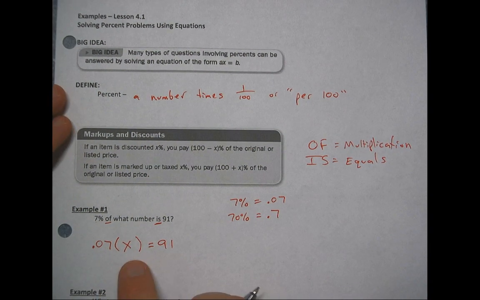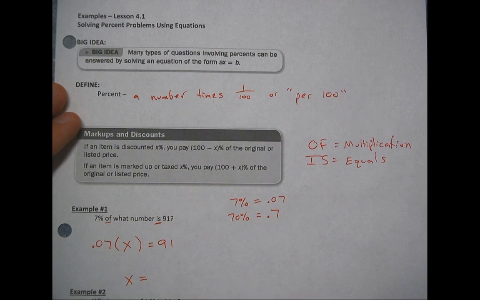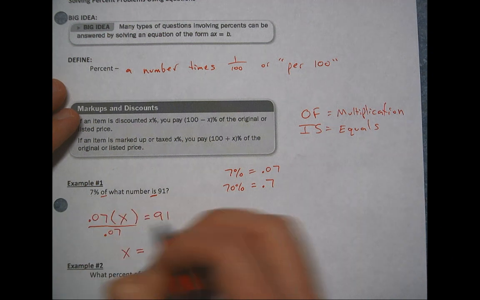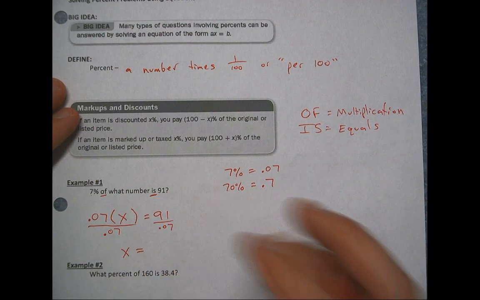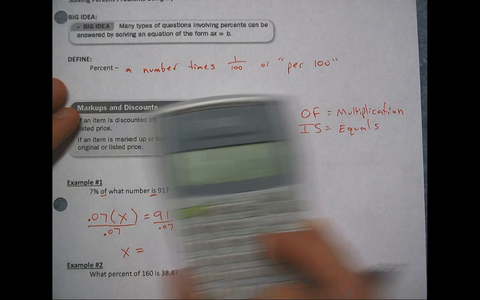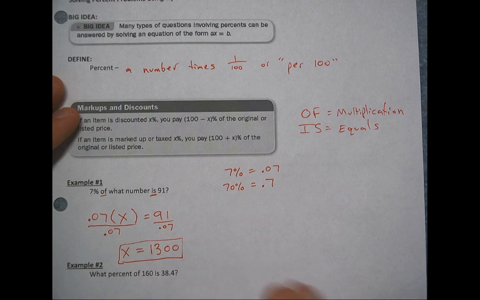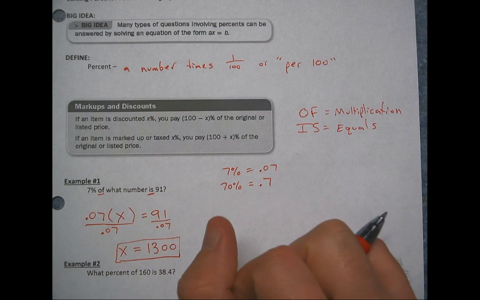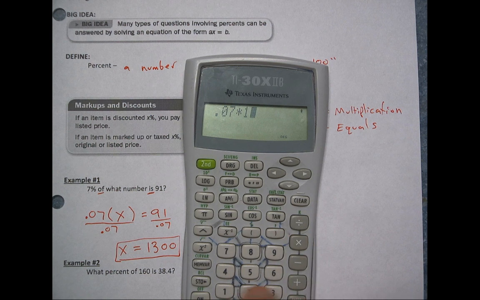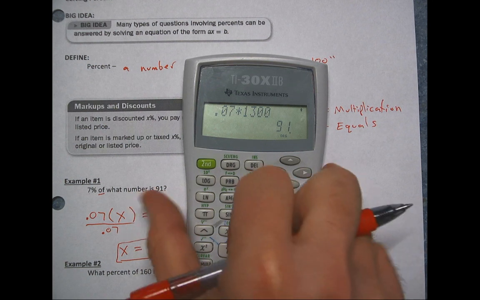So now we want to solve this simple equation. I want to get x by itself. I want this to say x equals, and then my number. So what am I going to do? I'm going to divide by 0.07 so that it cancels out. And 91 divided by 0.07 is 1,300. So 7% of 1,300 is 91. If I were to take 0.07 and multiply it by 1,300, that's how I would find 7% of it. If you take a look, it's 91, so I know I did it right.